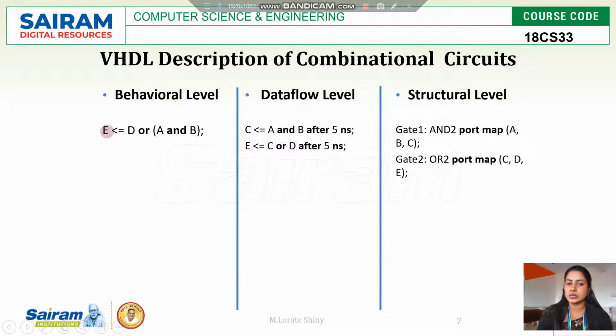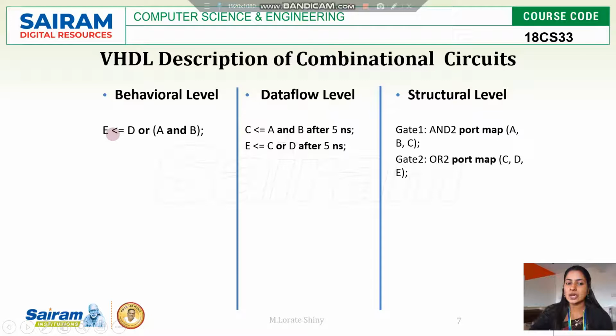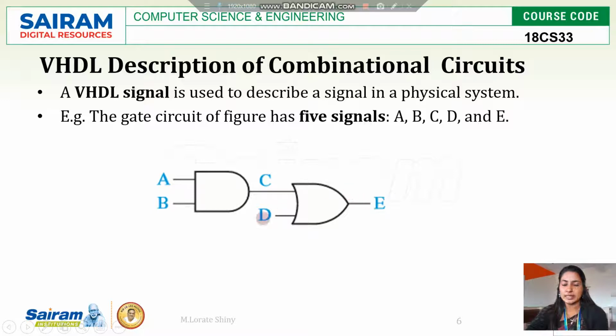E equal to, so as I said, only the final output will be specified here. So E <= ..., this is the signal assignment operator, it indicates the value computed on the right hand side is assigned to the signal which is at the left hand side. So E <= D or A and B. So we'll see the circuit. E <= D or C. E equals D or C, but you are not writing C, you are writing the C value.